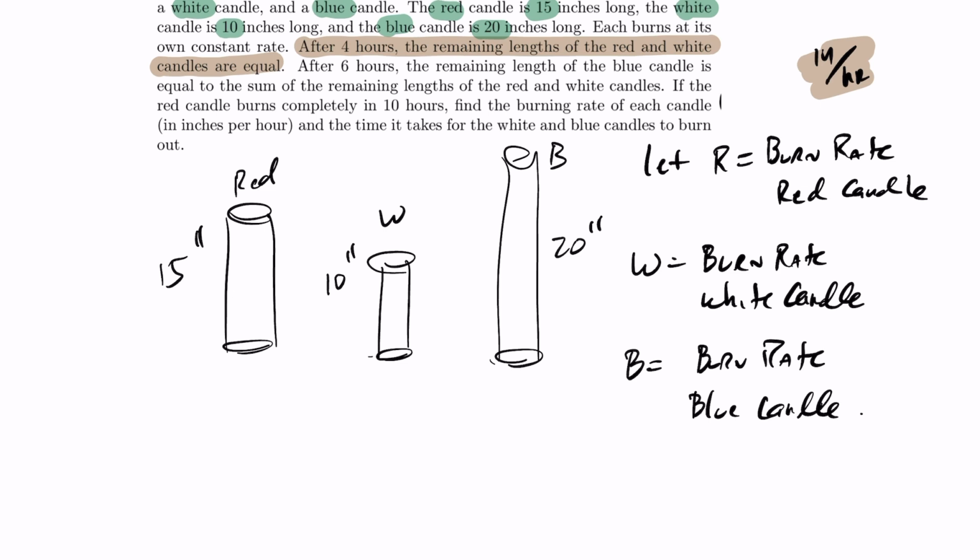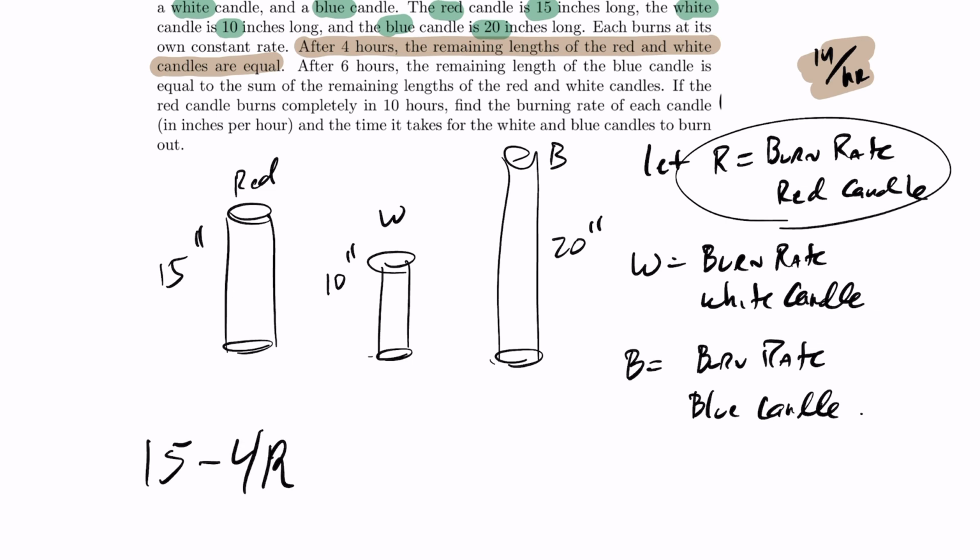Now, the sentence I've highlighted in brown here says, after 4 hours, the remaining lengths of the red and white candle are equal. Well, initially, the red candle has a height of 15 inches. But I know that after every successive hour, it's going to decrease by a rate of R, right? This is the burn rate per number of inches that are taken off per hour. So if this happens for 4 hours, you multiply by R, right? Because this is going to be the rate of change.